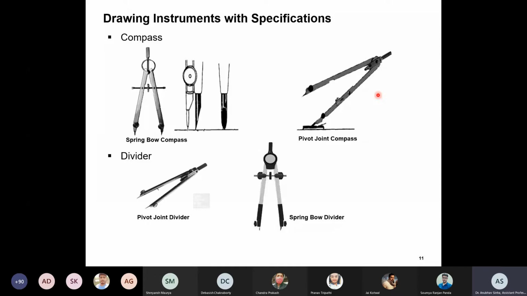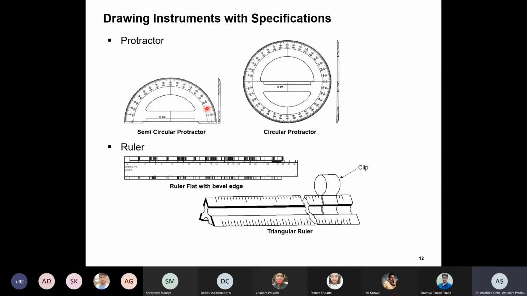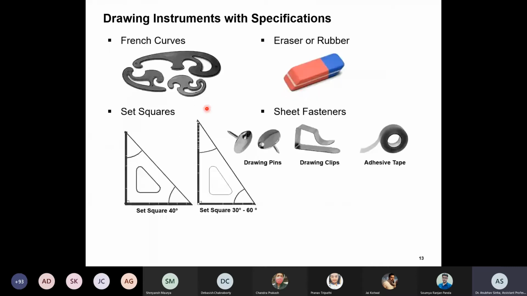Moving on. I'm just showing you pictures of the available instruments that you will be using. I hope that you are all familiar with the compass and divider. They are used for making constructions. For example, as you will see along this lecture, when you want to make a polygon or divide a line or arc, a compass or divider might be used. Similarly, you can use a protractor, set square, scales, and all that.